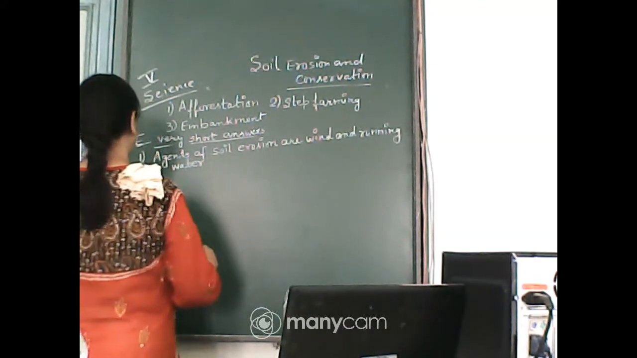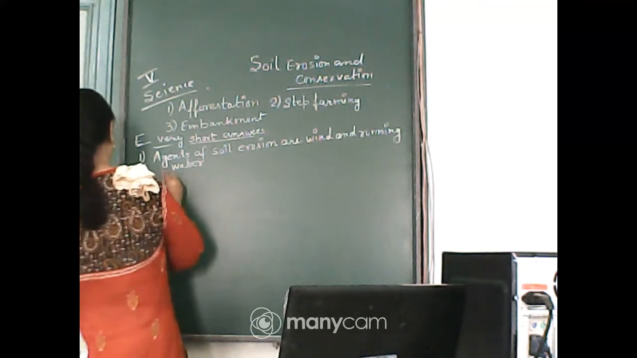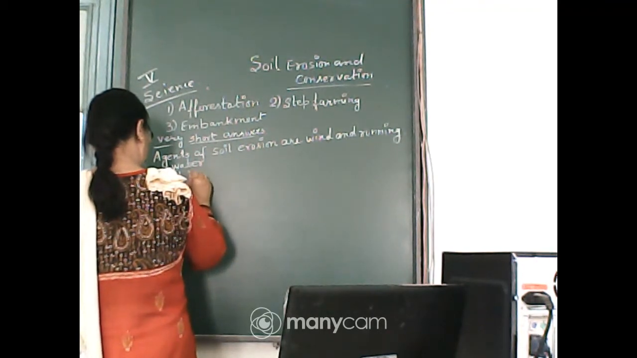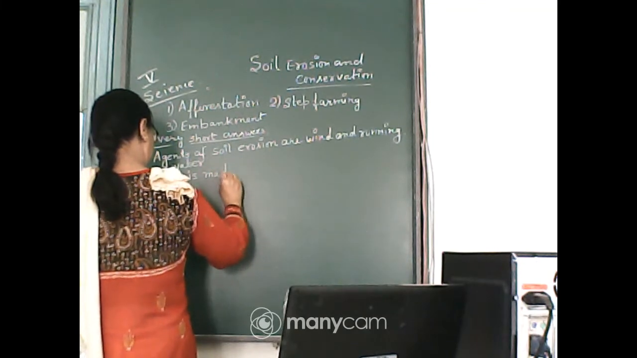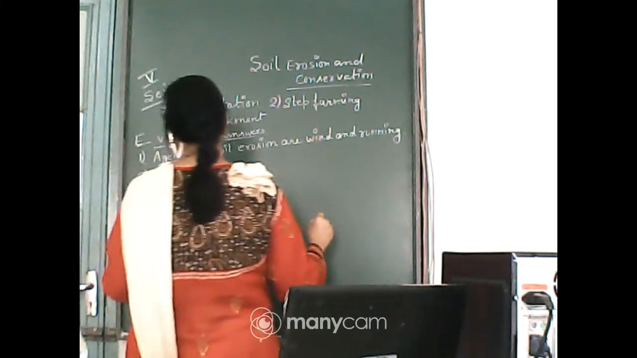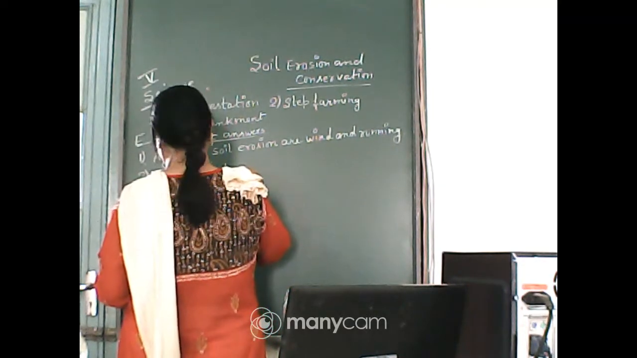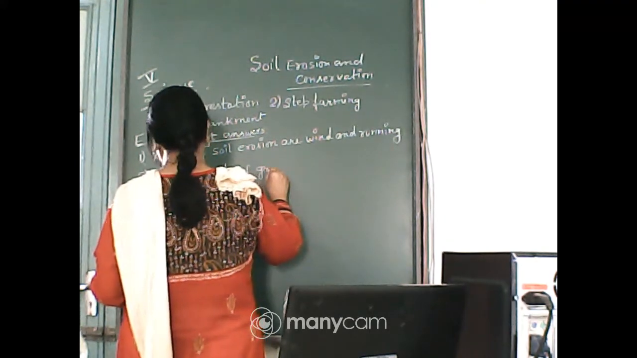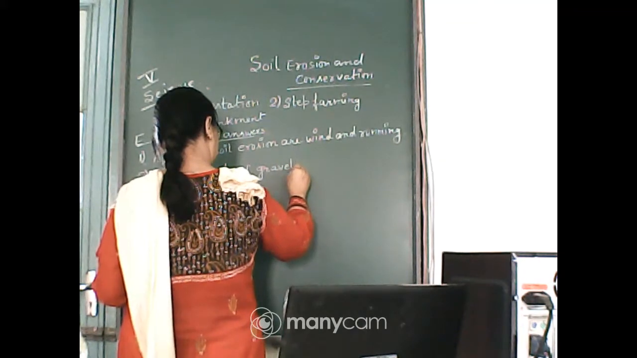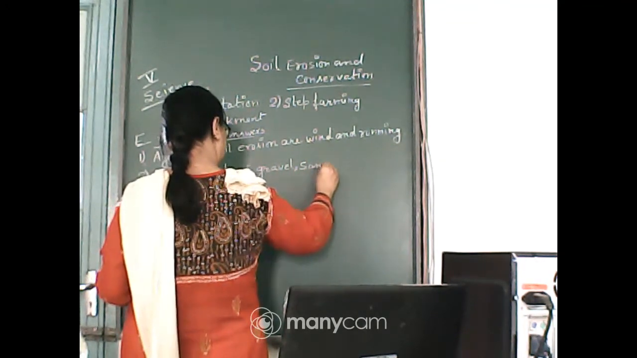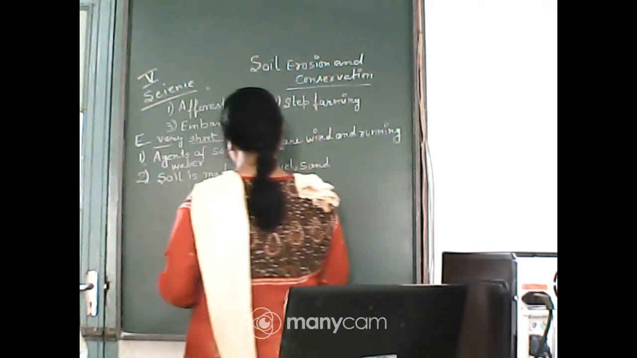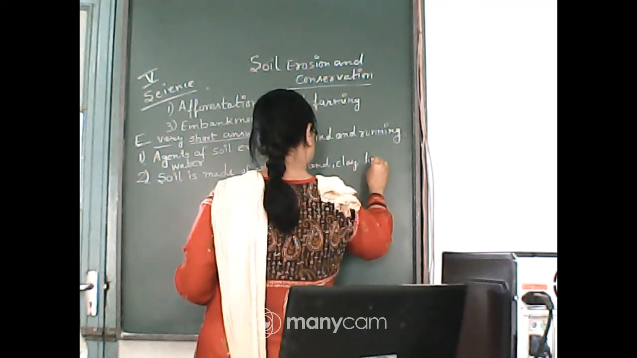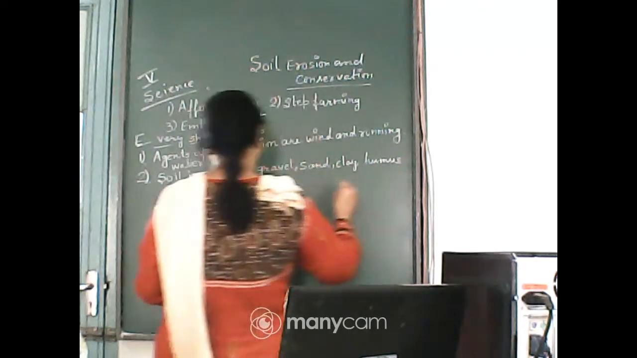Okay, so the next one is what is soil made up of? Write down. Soil is made of gravel, sand, clay, humus and minerals.